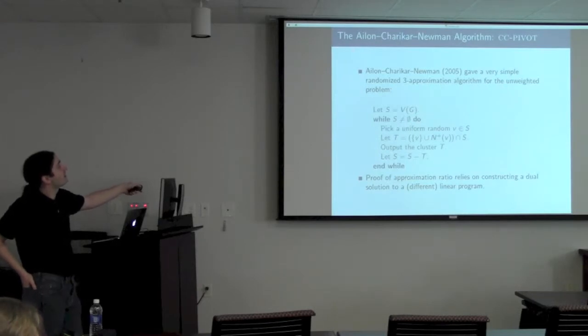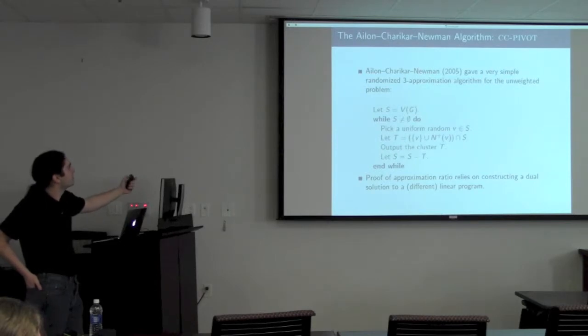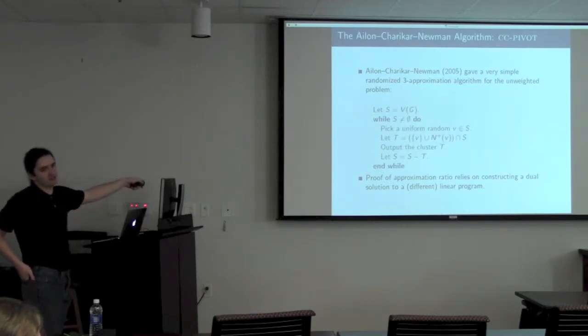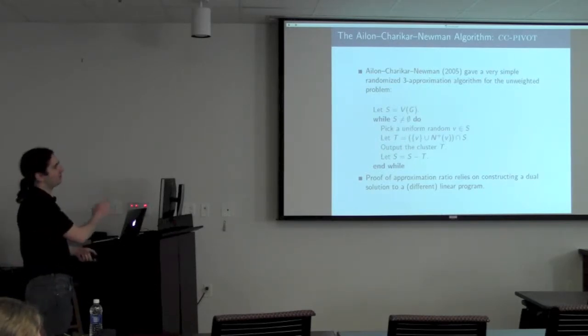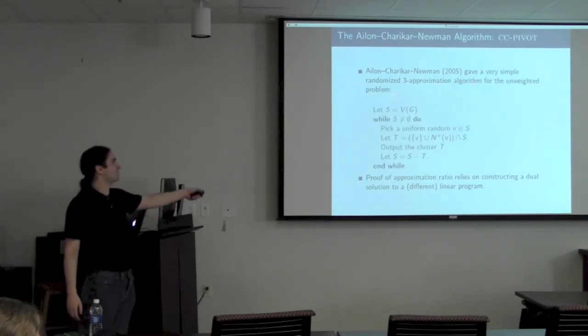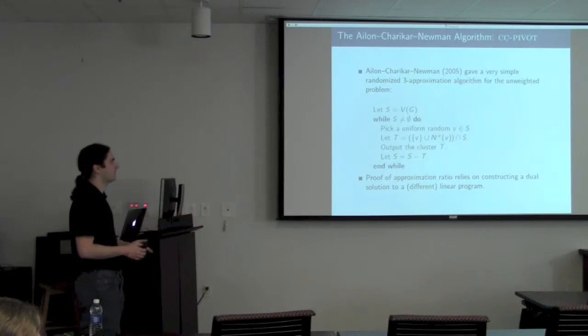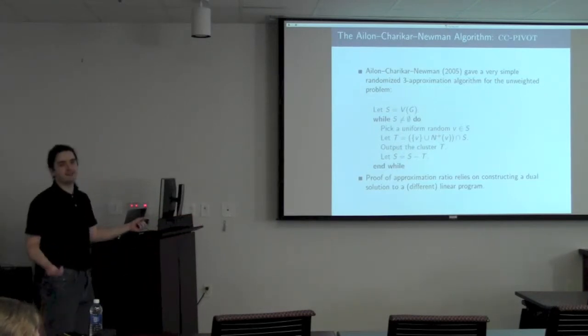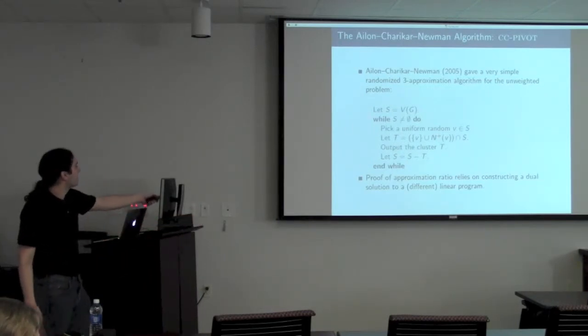So I mentioned earlier that there's this algorithm of Ailon, Charikar, and Newman, which they called CC pivot. And this is a 3 approximation algorithm. I mentioned earlier a 2.5 algorithm based on LP rounding. But the 3 algorithm is simpler and doesn't need you to round an LP. And it's a fantastically simple algorithm. You read it while I was blathering.